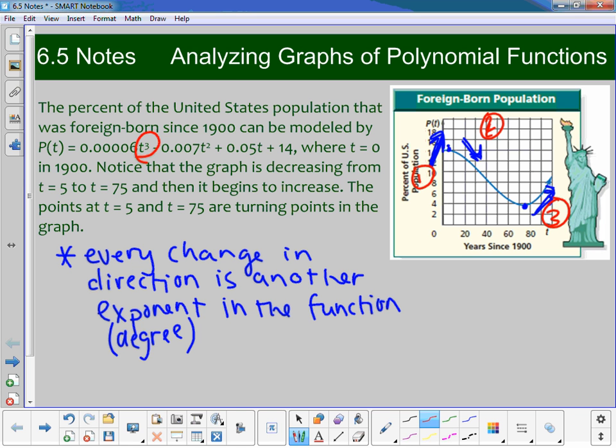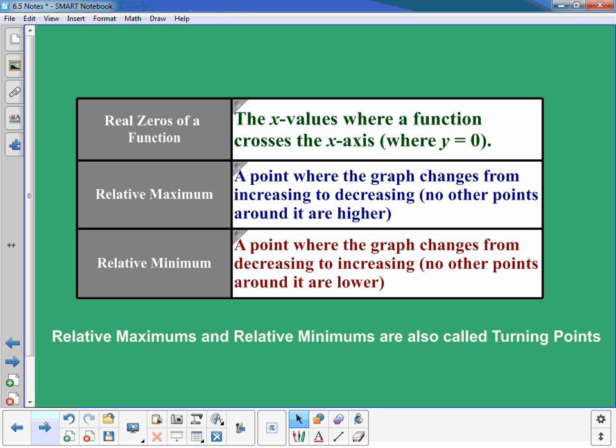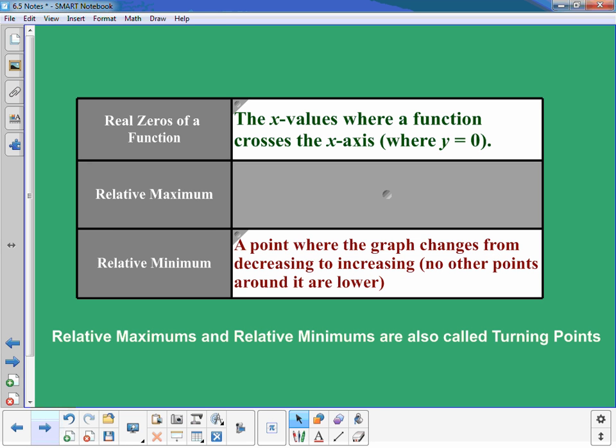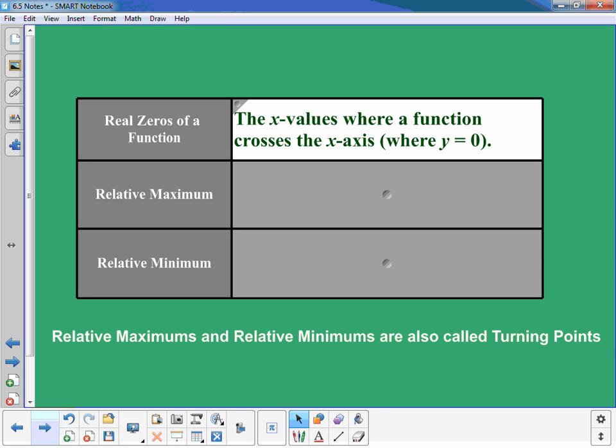If we take a look at our terms for today, we've got some other new terms to talk about. The real zeros of a function are where the x values cross the x-axis. So we're looking for the x values where a function crosses the x-axis, or in other words, where y is equal to 0. Those are our real zeros of a function.